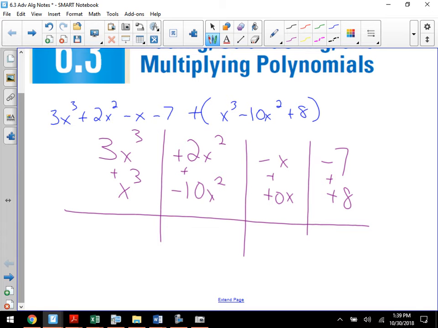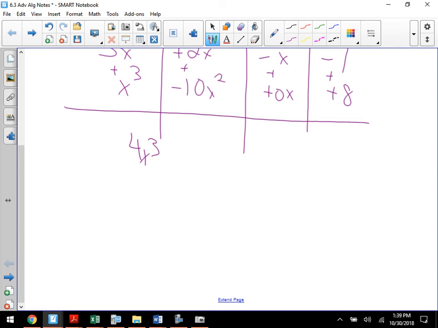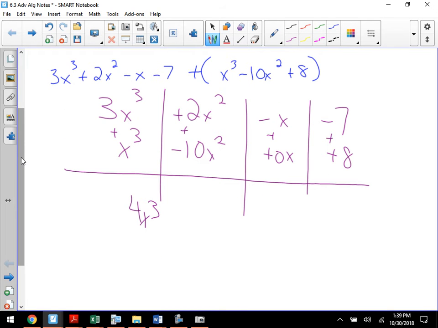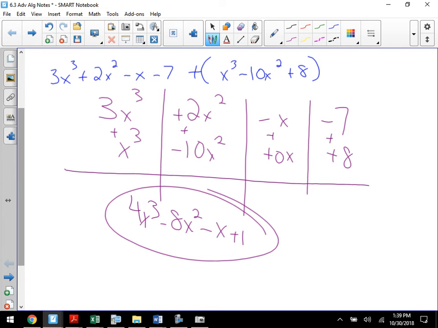So what's 3 plus 1? 4. What's 2 plus negative 10? Negative 8. Negative 1 plus 0. Negative 1. And negative 7 plus 8. 1. Basically, addition and subtraction is a whole lot of combining like terms. That's really all it is, addition more so than subtraction.